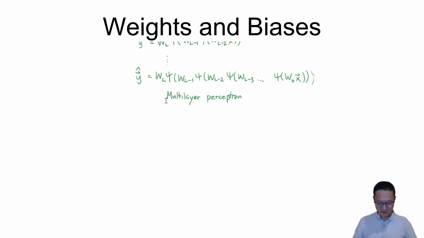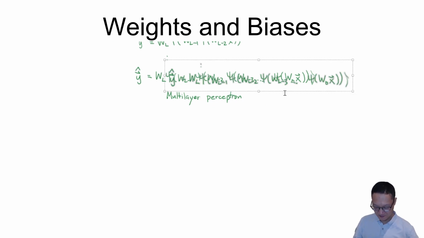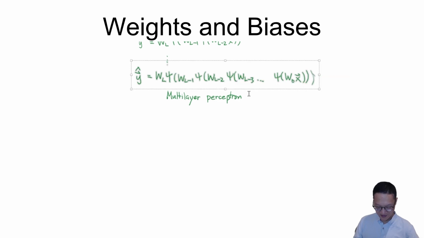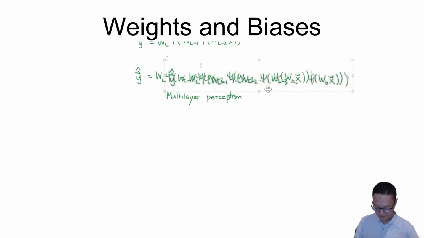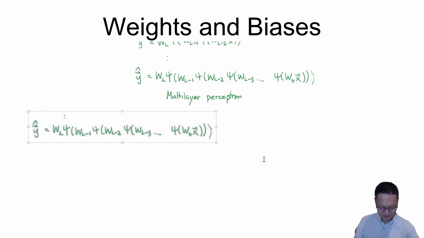Okay, so actually this is good. We have the multi-layer perceptron model that I wrote down last time. So let's copy that. Okay, that didn't work. Let me try again. Okay, so this is where we'll start.